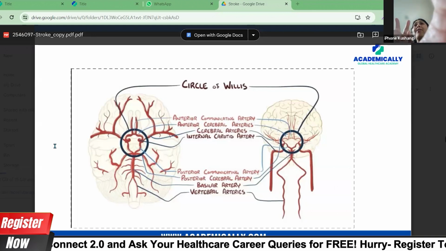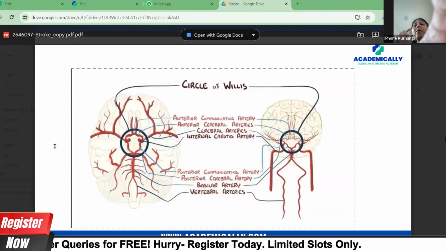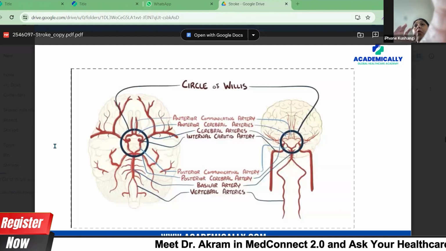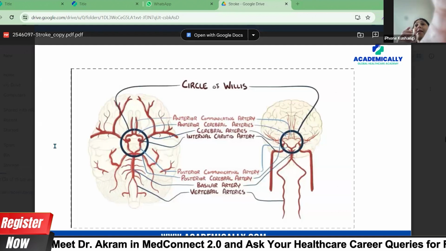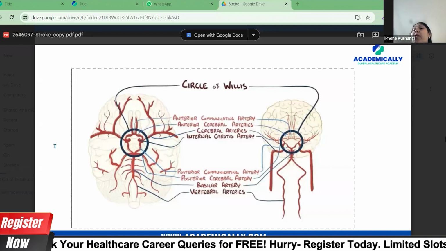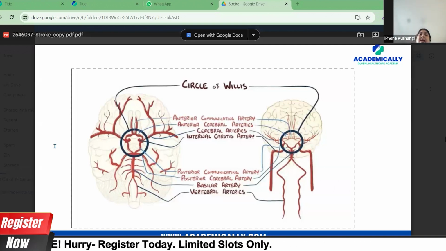Two anterior cerebral arteries communicate with each other with the help of the anterior communicating artery. Two posterior cerebral arteries communicate with each other with the help of the posterior communicating arteries. But the middle cerebral arteries do not communicate with each other, and they supply the major part of the brain. So a stroke occurring in the middle cerebral artery is more hazardous and causes a large loss of neurological functions compared to the anterior cerebral artery, posterior cerebral artery, and the other arteries of the circle of Willis.